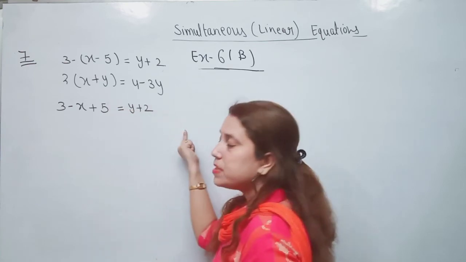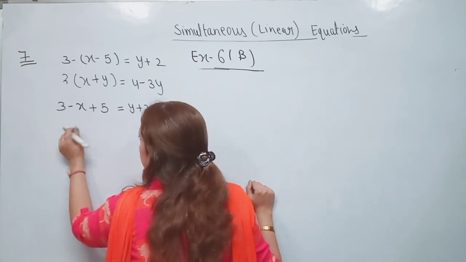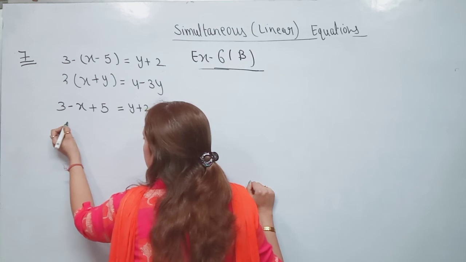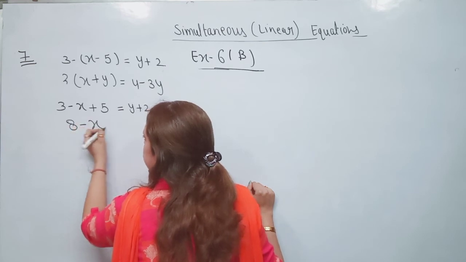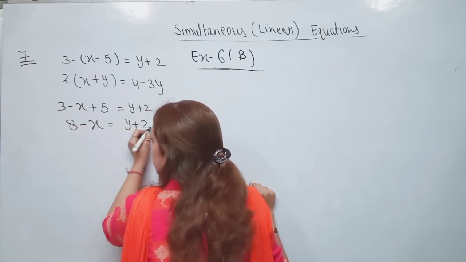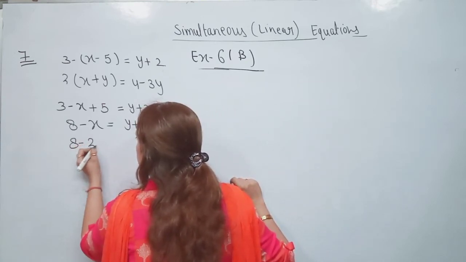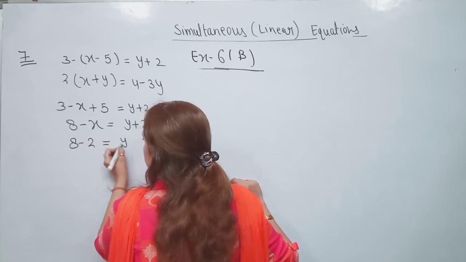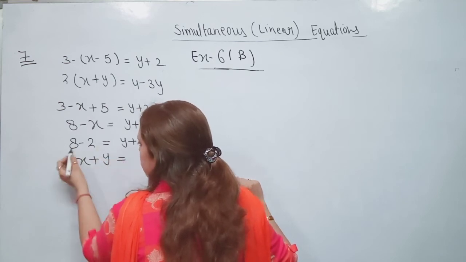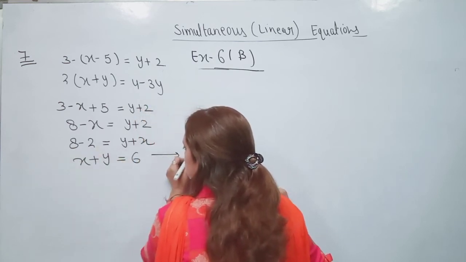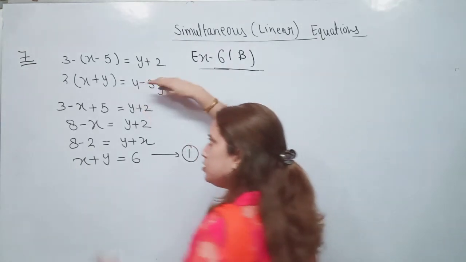Send the variable to the same side and the constant to the other side. So 3 plus 5 is 8, minus x is equal to y plus 2. Now I am sending x on this side. So it will be 8 minus 2 is equal to y plus x. So it will be x plus y is equal to 6. This is equation first. Now solve the second equation.